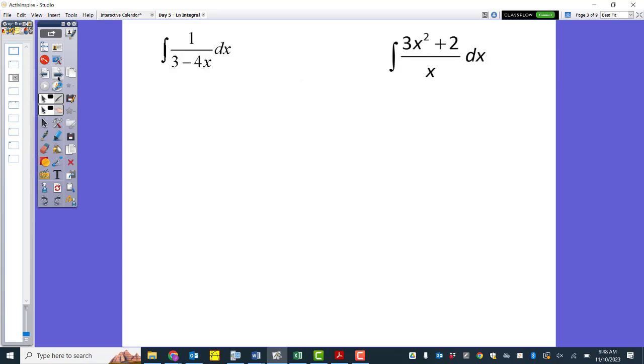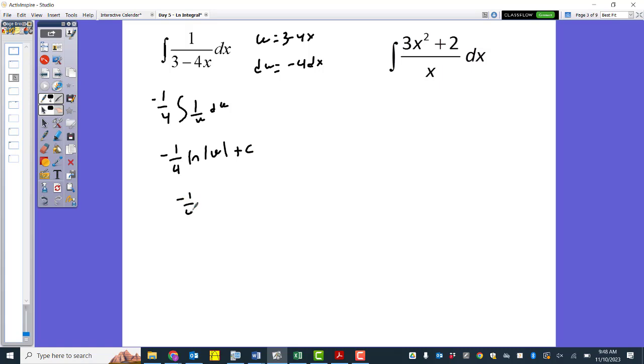So, looking at this very first one, we want to make our whole denominator u, so u is 3 minus 4x. Du would then be negative 4 dx. So we need the inside multiplied by negative 4, outside by a negative 1/4, integral 1 over u du, and so negative 1 over 4 natural log absolute value of u plus c. So negative 1 over 4 natural log absolute value 3 minus 4x plus c.